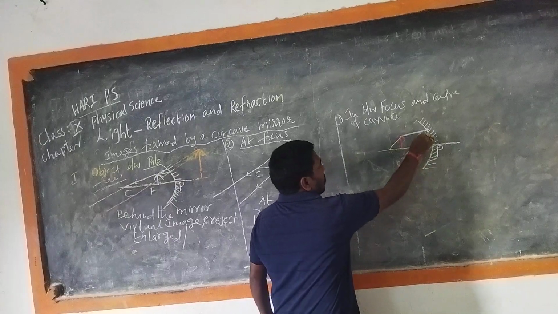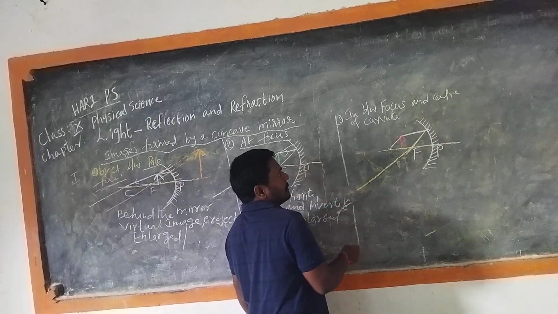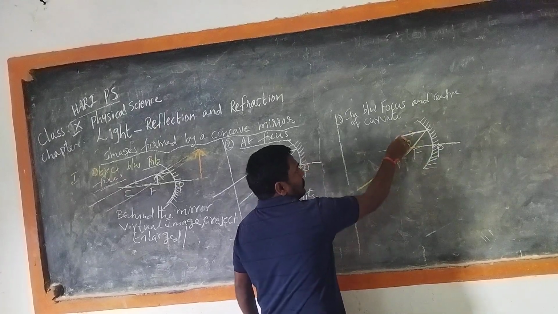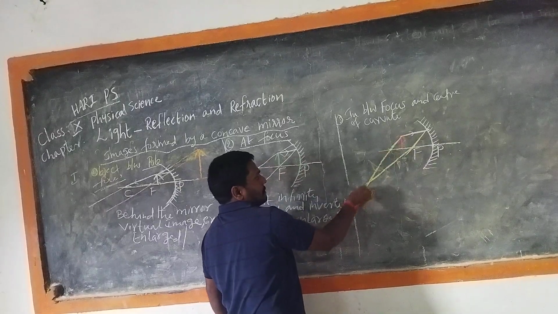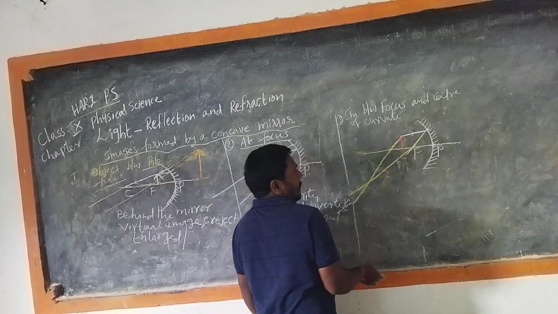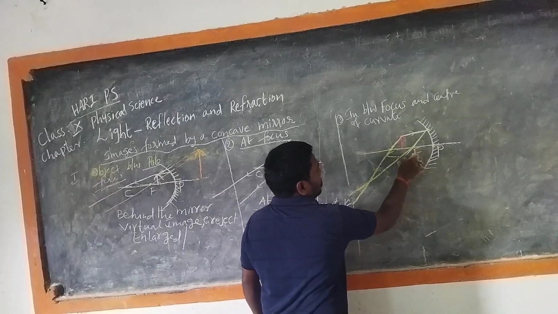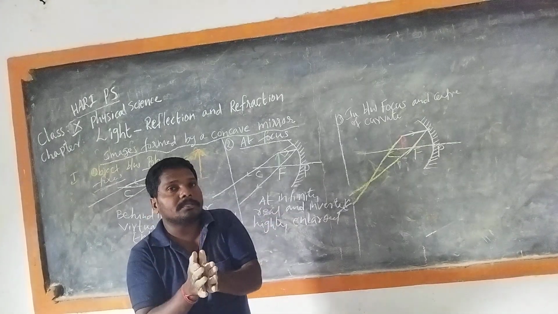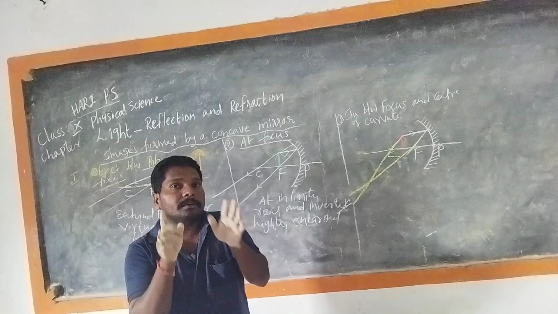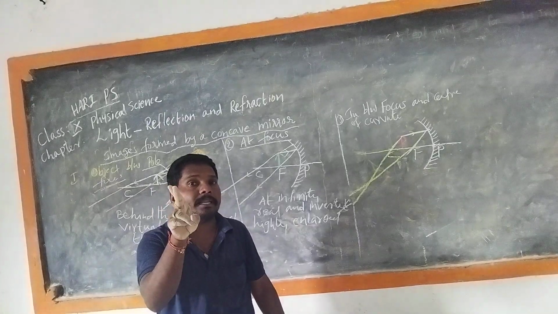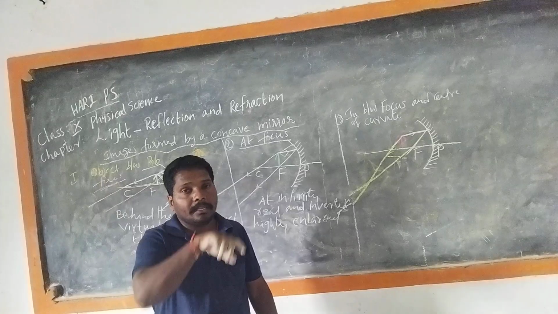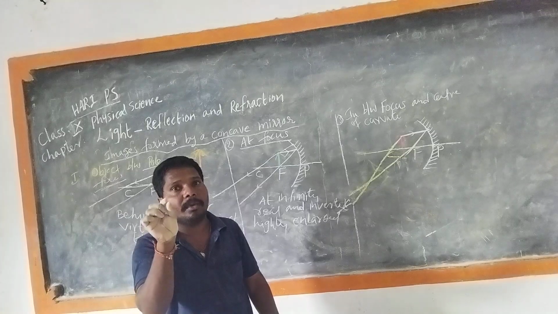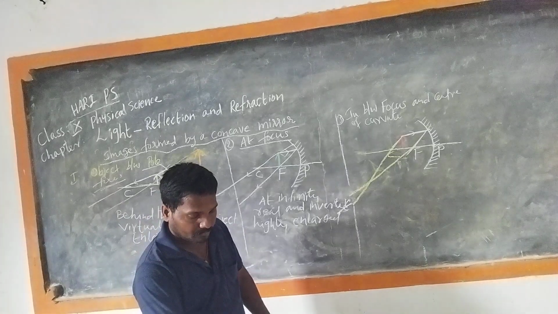One is parallel to the principal axis; after incidence and reflection, it passes through focus. The second light ray passes like this, through the center of curvature. Observe that we know where the image of an object is formed: the point at which at least two reflected rays converge or diverge. At that point, the image of the object is formed.